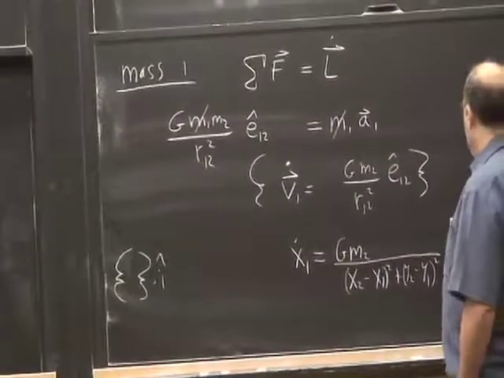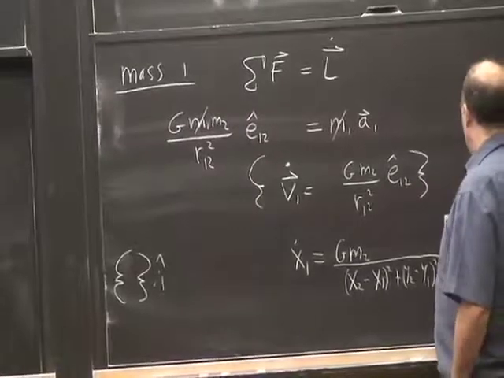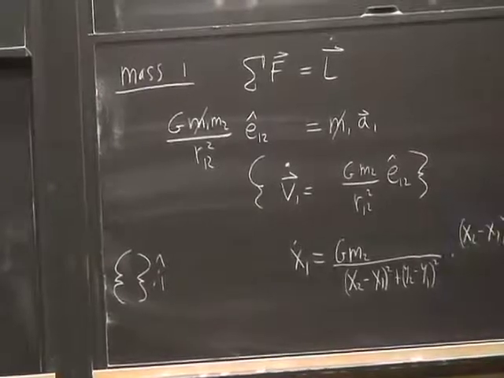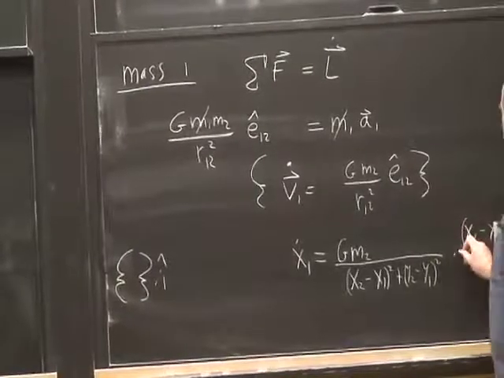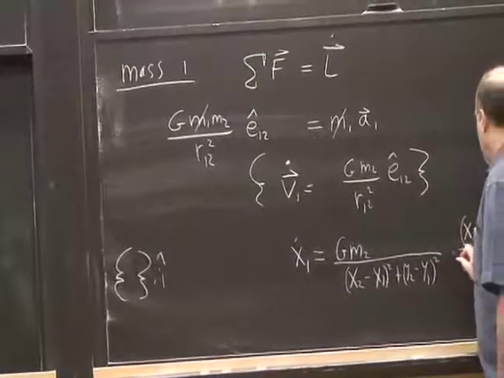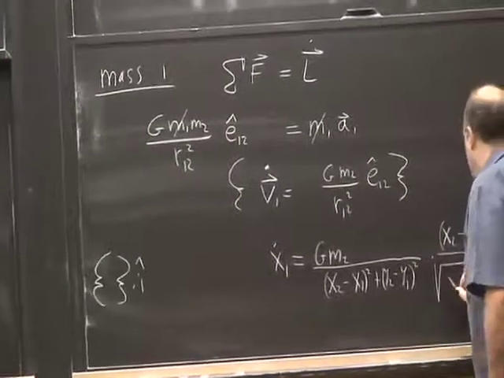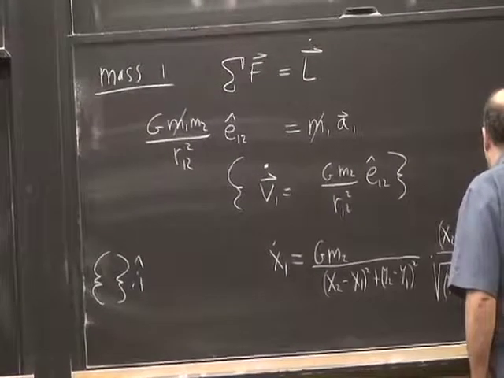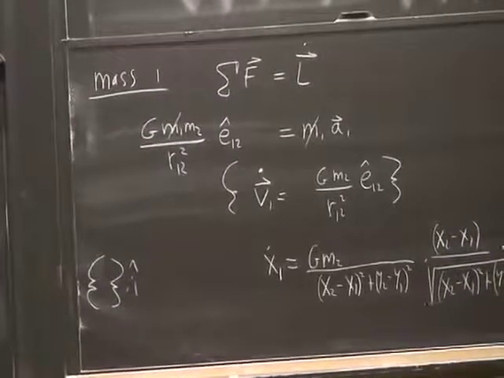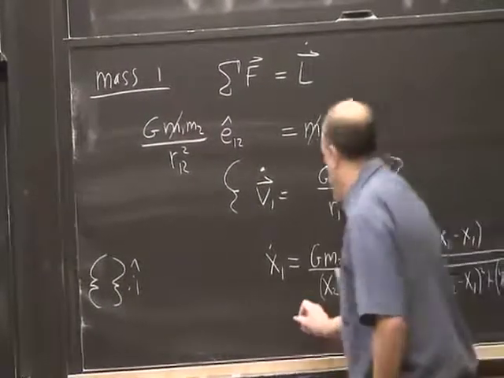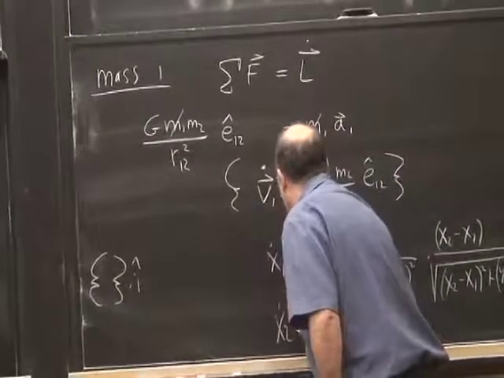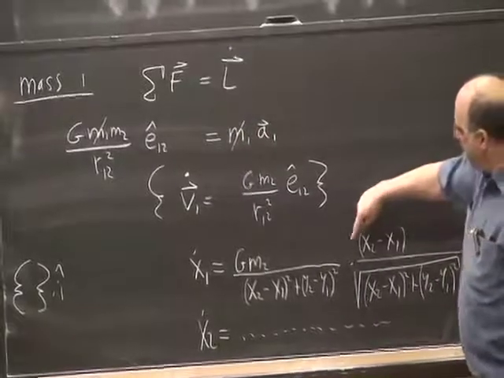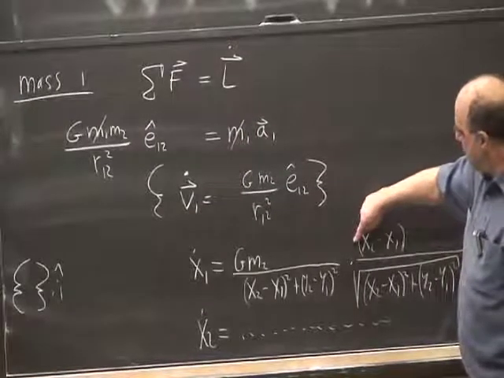Then we have to multiply this by a unit vector in this direction from 1 to 2, which is x2 minus x1, and then there's an i plus a corresponding j term. We dotted with i, and that's all that's left over, divided by the magnitude of this vector, which is the square root of x2 minus x1 quantity squared plus y2 minus y1 quantity squared. That's what we get for x1 dot. For x2 dot, we get something very similar. What's the difference is that we put a minus sign in front here.